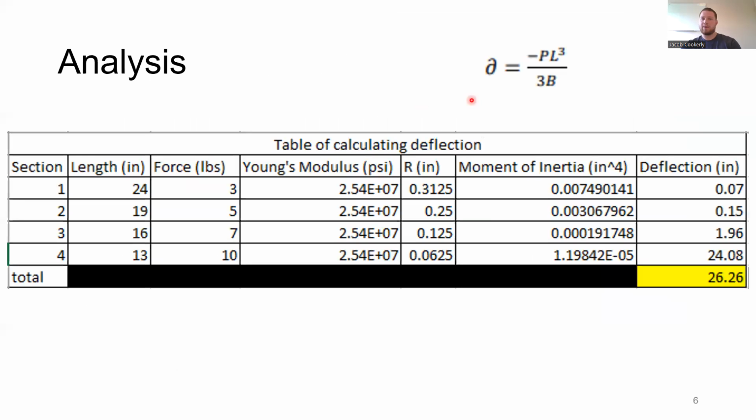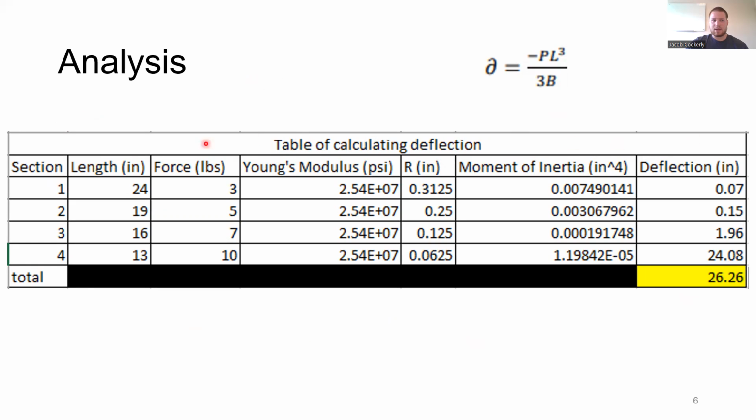From that, we are able to use this equation right here, which is the deflection of a cantilever beam under a load that is perpendicular to the beam. That deflection is minus P, which is the force, times the axial length of the section cubed, divided by 3 times B, and B is equal to Young's modulus times the moment of inertia.